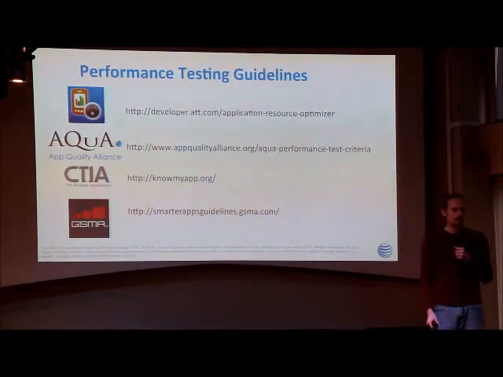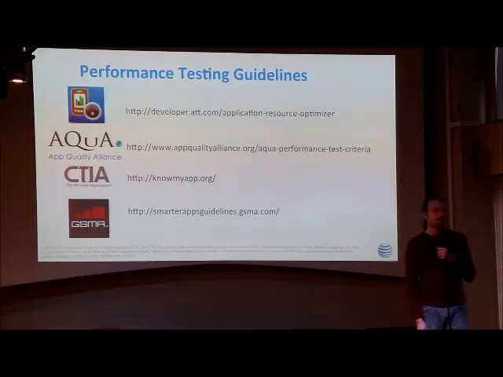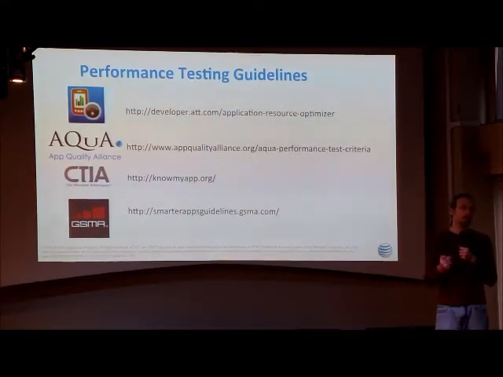This slide will be up online, so you don't need to copy the stuff down. The App Quality Alliance is a group that has a bunch of performance testing criteria. CTIA is here with Know My App.